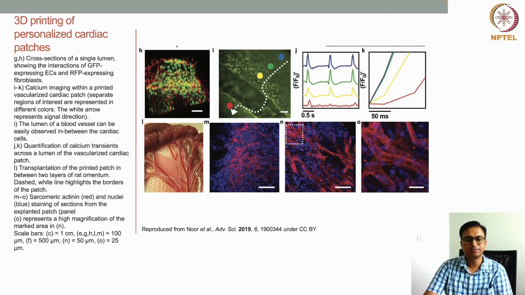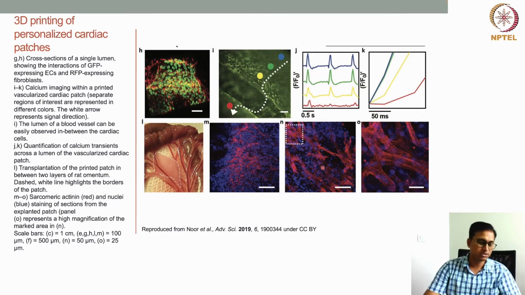again in the omentum, in between the layers of the rat omentum, where they implanted it. Here the white dotted line demarcates the bioprinted cardiac patch where it is implanted. Sarcomeric actinin is very important for cardiac tissue, and you can clearly see it in red within the tissue, meaning the cells of the patch are expressing sarcomeric actinin, and the nuclei are stained blue. The cardiac tissue-specific structure is clearly visible in the printed structure.